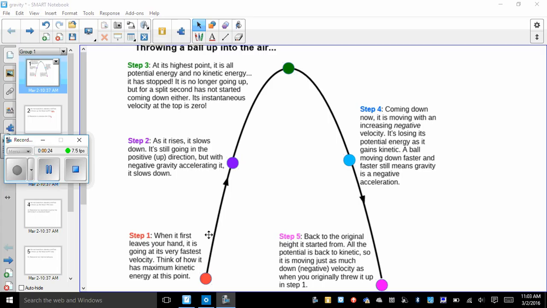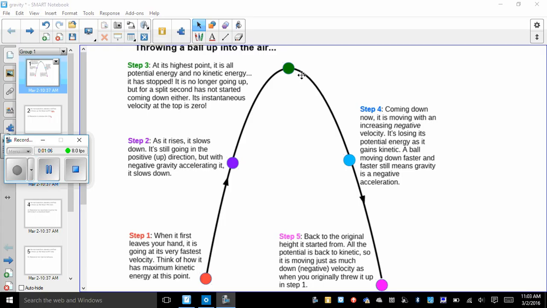Now, as you throw it, it starts slowing down because of gravity. As it rises, it slows down. It's still going in the up direction, but with negative gravity accelerating it, it slows down. At its highest point, for a split second, it actually stops. It's all potential energy and no kinetic. Potential because all of a sudden it is going to fall back down, so it has the potential, and it has no kinetic because it stops moving. Its instantaneous velocity is 0. So at this point, its velocity is 0.